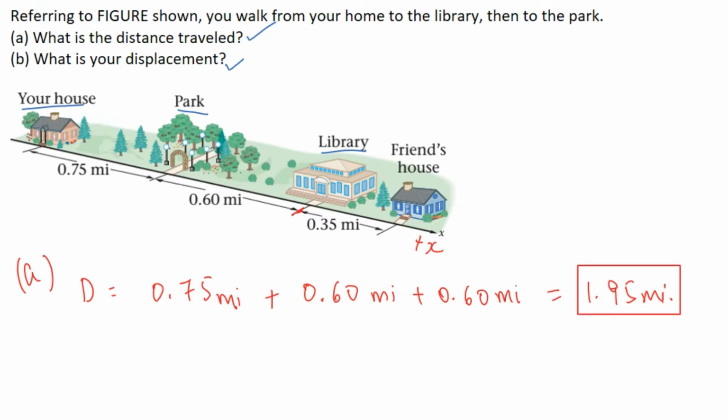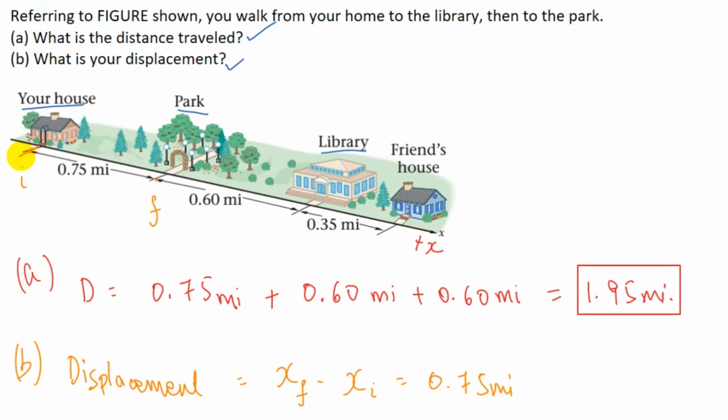Now next we can solve the B part, where we have to calculate the displacement. Now displacement is the change in position. This was your initial position and this is the final position. So this time the displacement would be equal to the final position minus the initial position. Final position we have 0.75 mile, and initially this is at origin, x equals 0, so this would be 0.75 mile minus 0 mile, so that would be 0.75 mile. So this would be the answer for the B part.